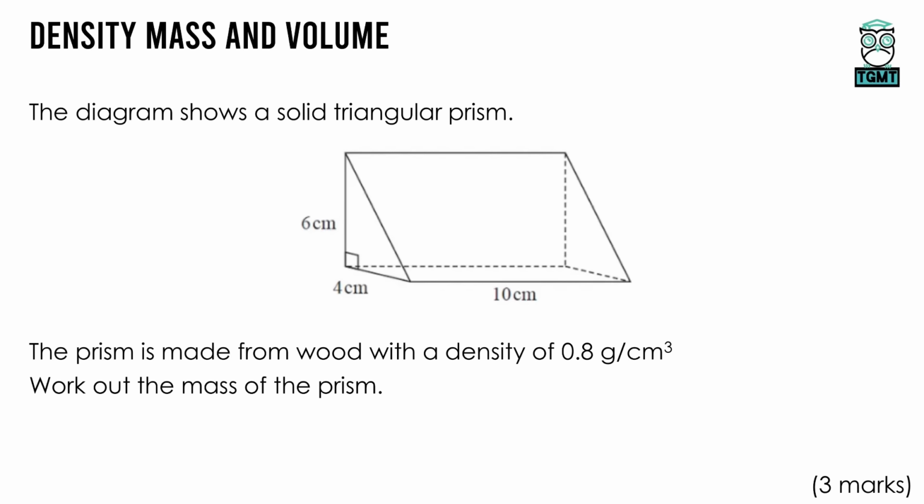So this next question is looking at density, mass and volume, and this one here actually gives us a prism that needs us to work out the volume of. It says the prism is made from wood with a density of 0.8 grams per centimetre cubed. Work out the mass of the prism.